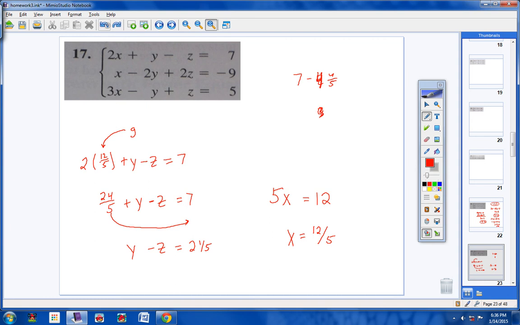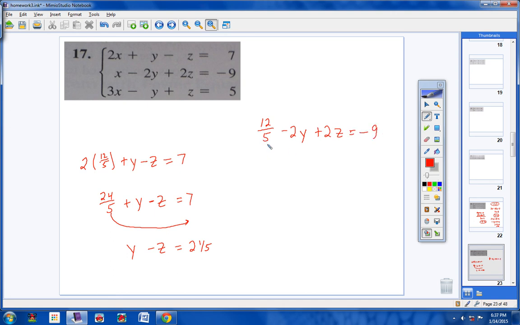Now I can do that again in another equation, and I will get out an equation that has only a y and a z, okay? So I'm going to do that right over here. X equals 12/5. We've got to remember that. Okay, my second equation here where the x is, I'm going to put 12/5, and then minus 2y plus 2z equals -9. Alright, let's bring this over and make it negative. Bring the 12/5 over and make it a negative 12/5. And we're left with negative 2y plus 2z equals, let's see, negative 4 would be negative 13 and 4/5.